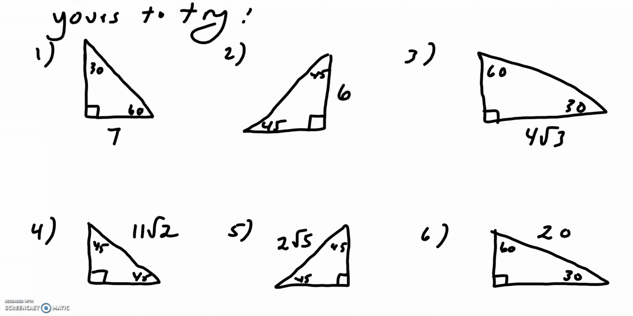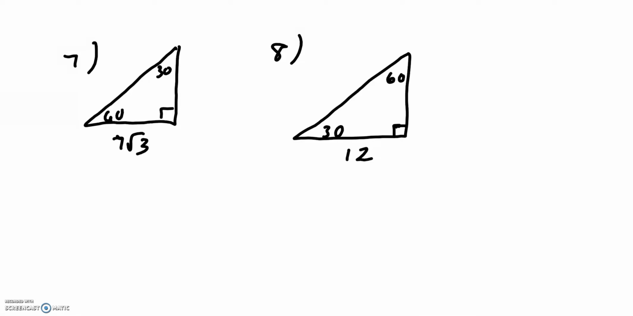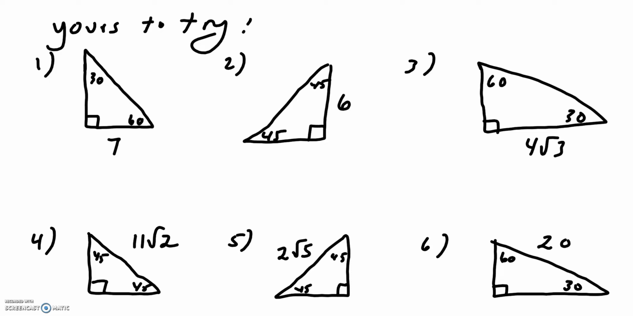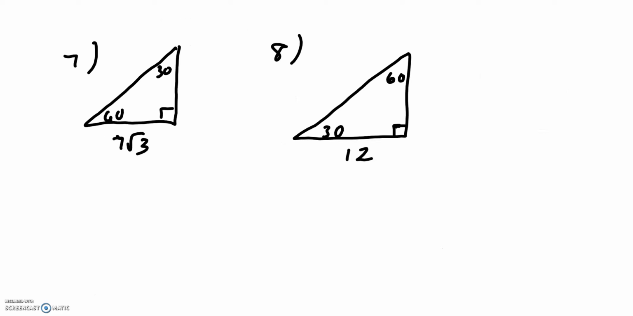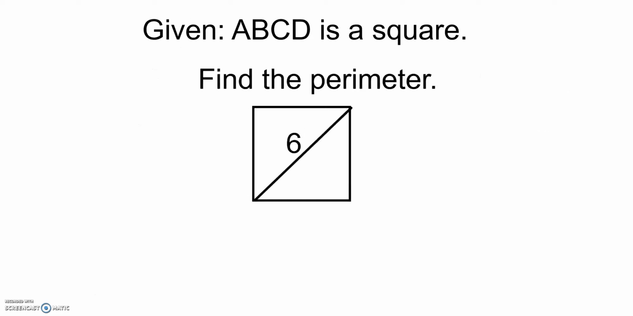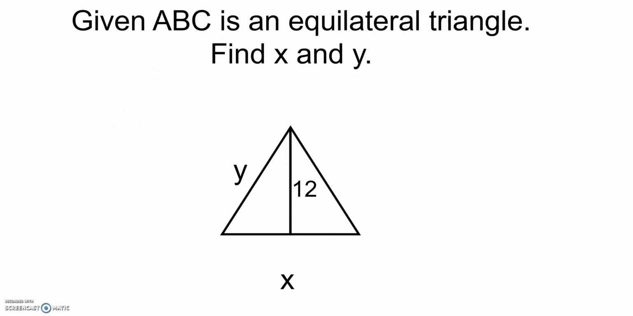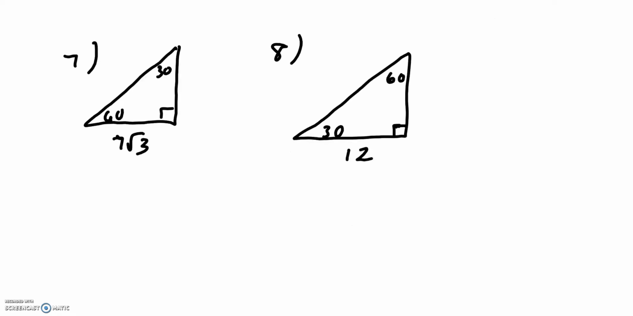When you're done writing those first 6 down, here are 2 more examples, 7 and 8, where your goal is to find the other 2 sides given the 30, 60, 90s. So please write these down as well. In the next video, I am going to do numbers 1 to 6 as well as 7 and 8, but I'd like you to try them first. We will also talk about these 2 examples. I think it is good for you to try these before we go through them.